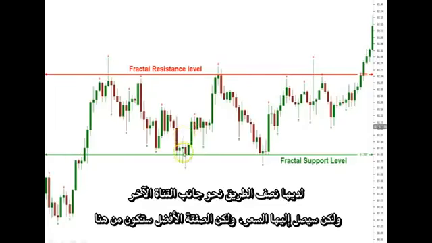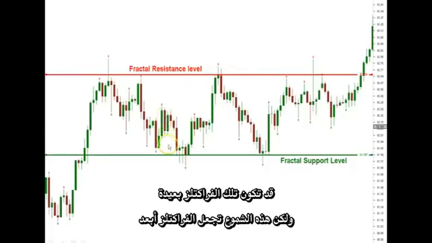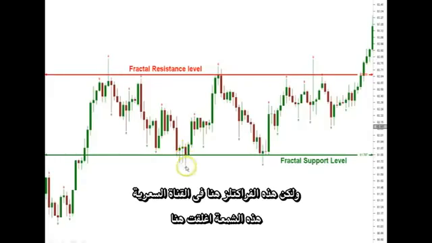So a better one would be this one. This is even far. Yeah, these fractals are far. I wouldn't get into the trades with these bars making the fractal level that far. But now say this fractal here on the range. Now we're trading the range.